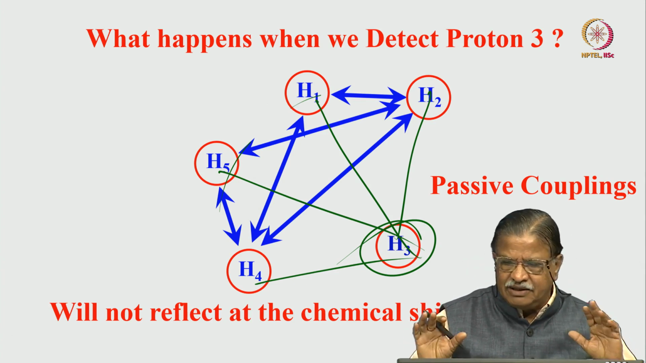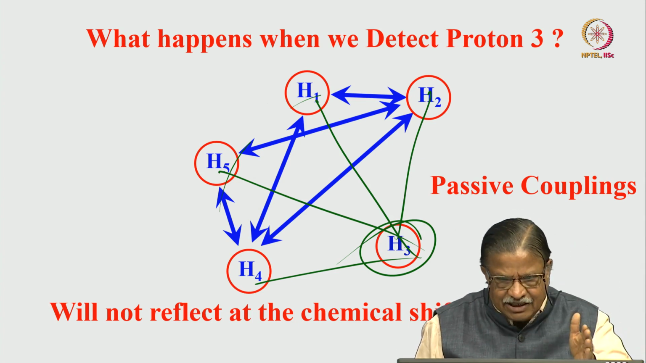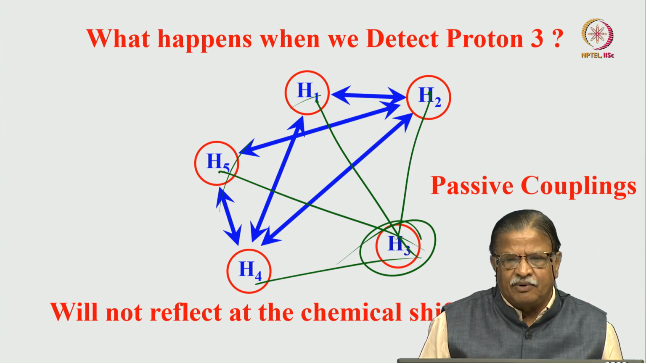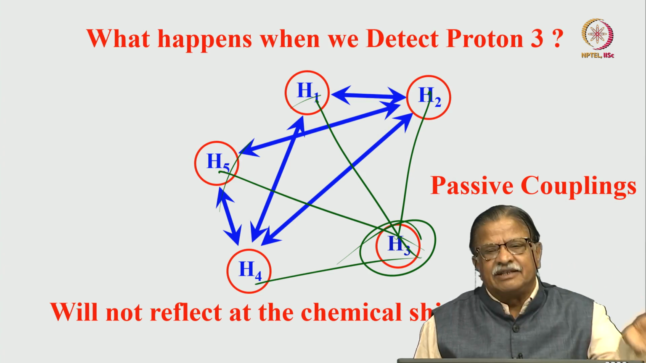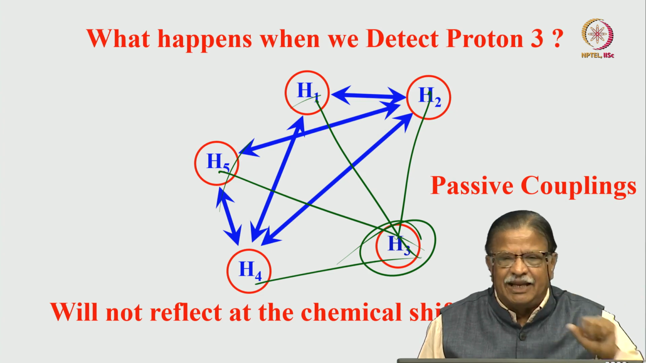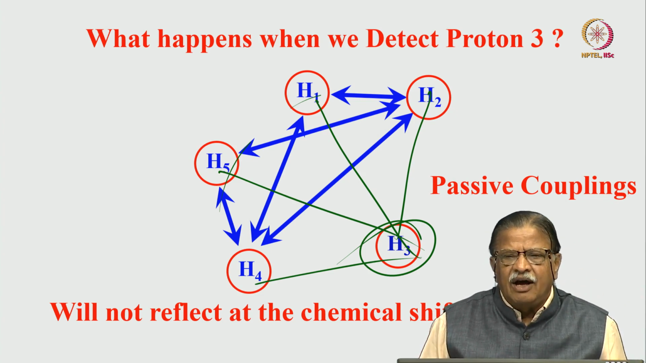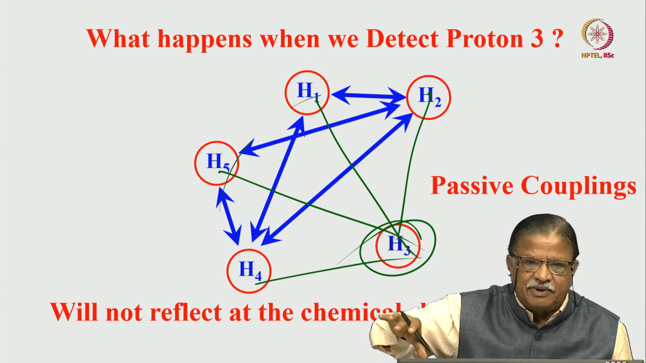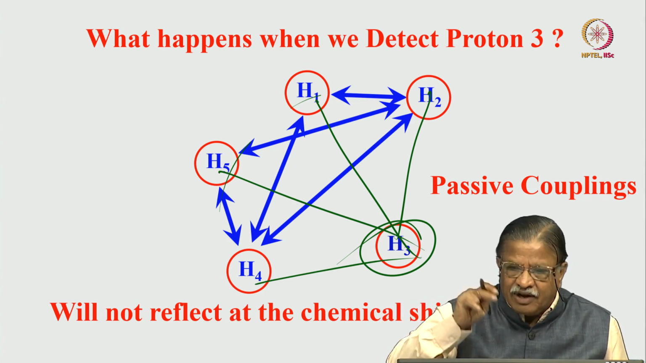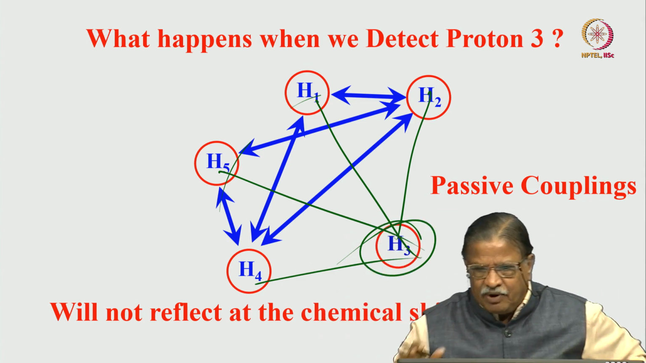Now you understood the difference between active spin and passive spin. Active spin is the one which is detected at the chemical shift of the particular proton, and when that proton is coupled to the remaining protons, which are called passive protons, that coupling is seen at that particular chemical shift, whereas couplings among the remaining spins are not seen there. For that you have to go to the particular chemical shift of the other passive spin. That is the important concept.